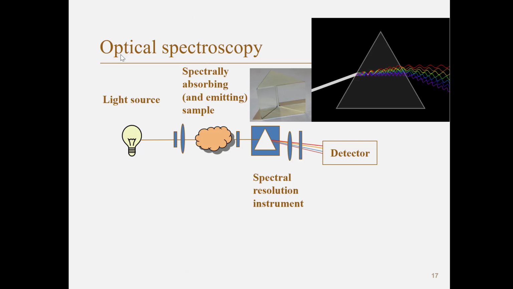So let's go back and look at our optical spectroscopy setup. Now we have discussed several different light sources over here, which create broadband radiation. Then our broadband radiation will pass through our sample, but then, as we discussed in the beginning, we have to divide the different wavelengths up in different directions, like we see up here. So next we're going to talk about the spectral resolution instruments.